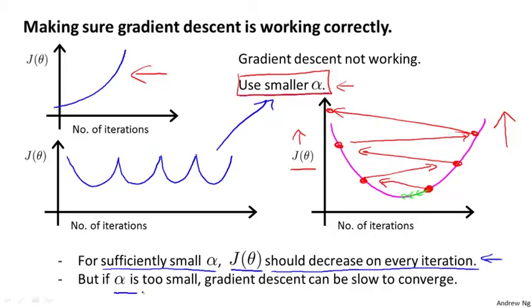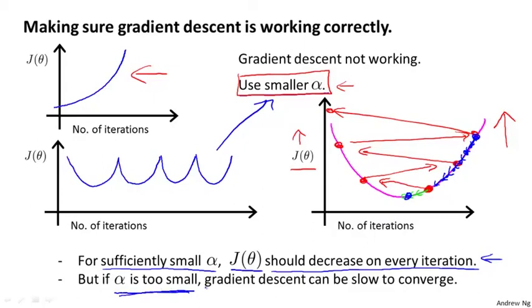But of course, you also don't want your learning rate to be too small, because then gradient descent can be slow to converge. If alpha were too small, you might end up starting out here, say, and taking just minuscule baby steps, and taking a lot of iterations before you finally get to the minimum.